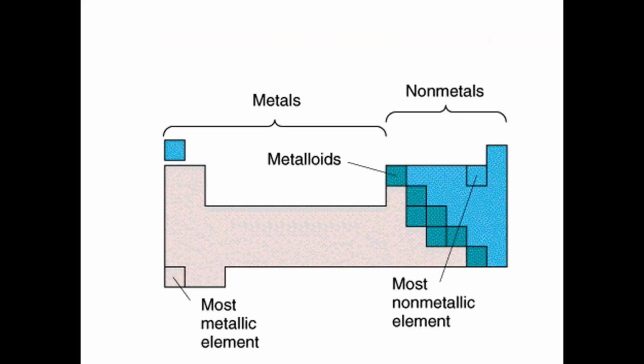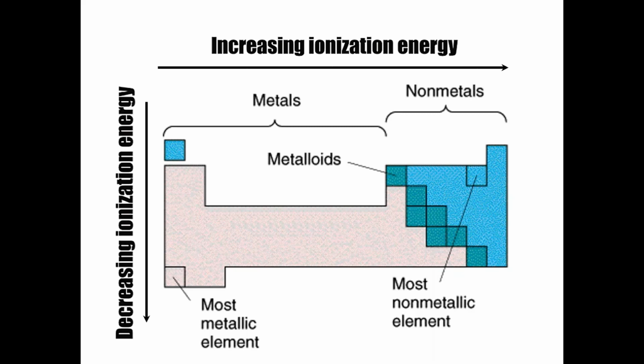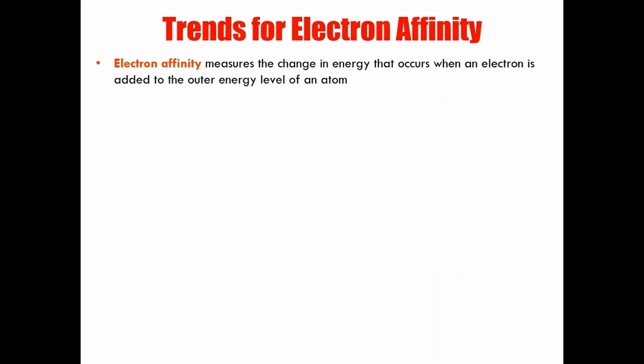So to review the trends for ionization energy, as you move down a group on the periodic table, ionization energy decreases. As you move across a period on the periodic table, ionization energy increases. Electron affinity is the last periodic trend I will be discussing in this lecture. Electron affinity is a measure of the energy change associated with an atom gaining an electron.